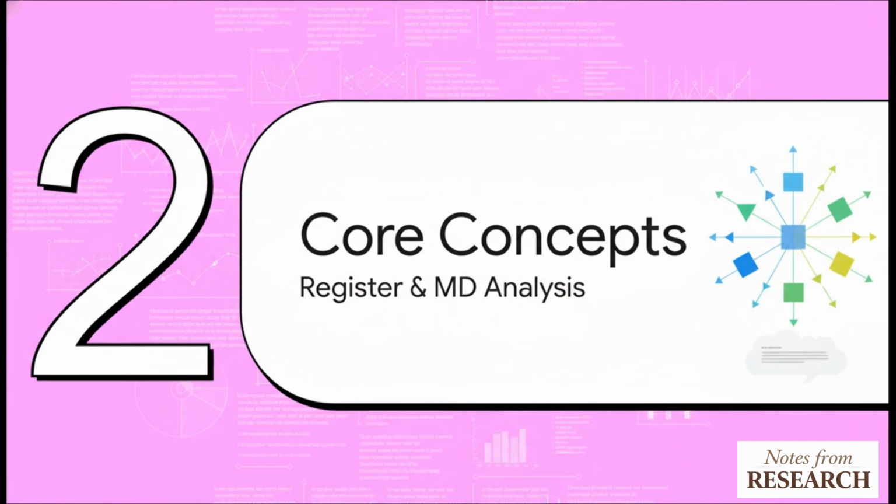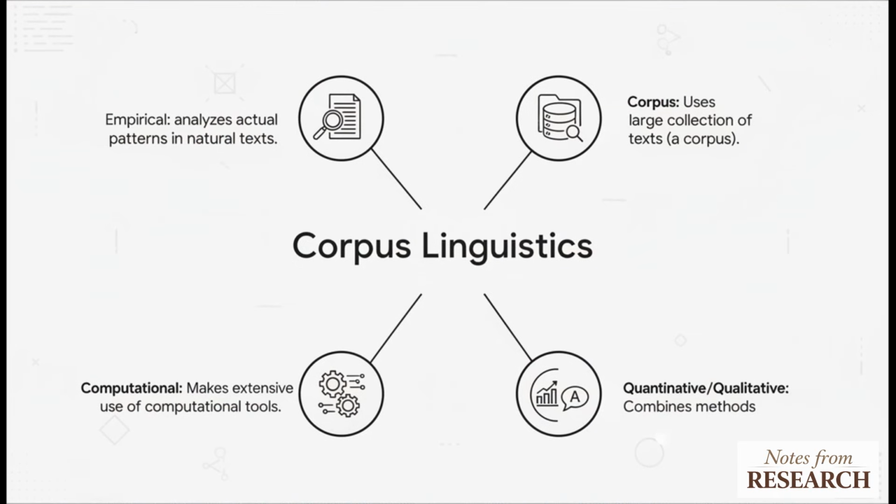To really grasp the paper's argument, we need to understand the tools it's using. So in this section, we're going to define the essential concepts: corpus linguistics, this idea of register, and the multidimensional analysis that ties them together. Okay, let's start with corpus linguistics itself.